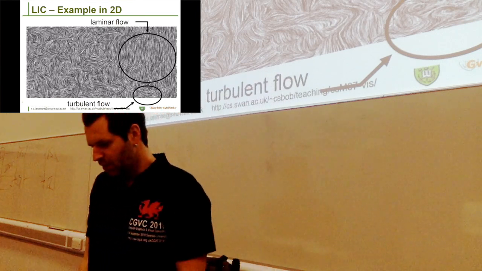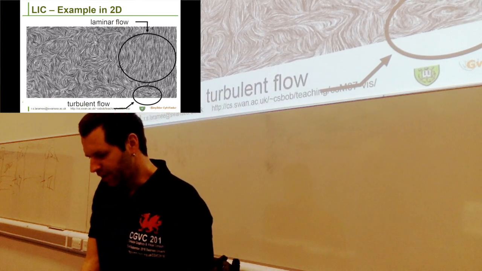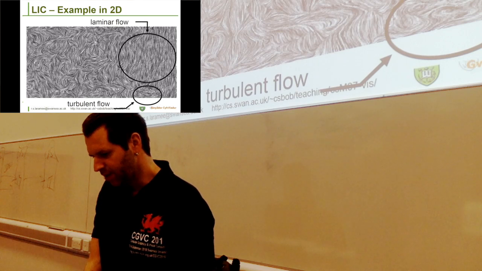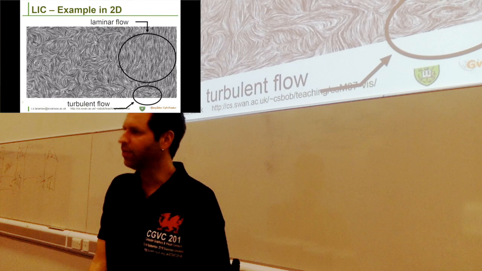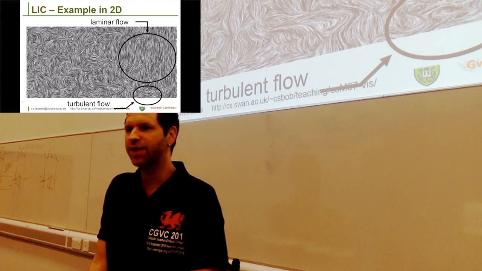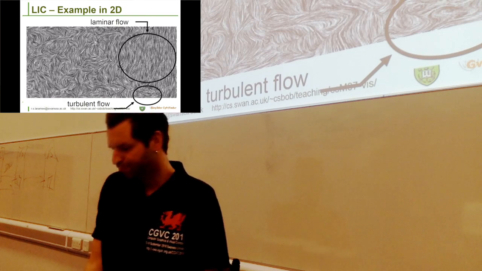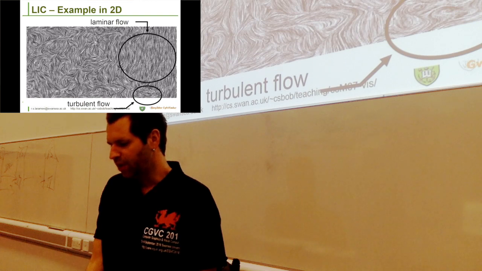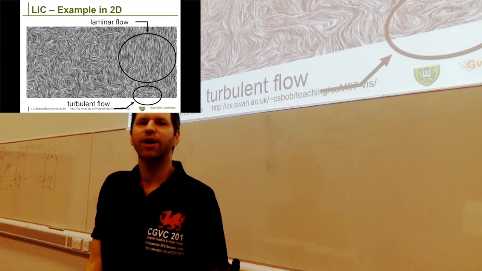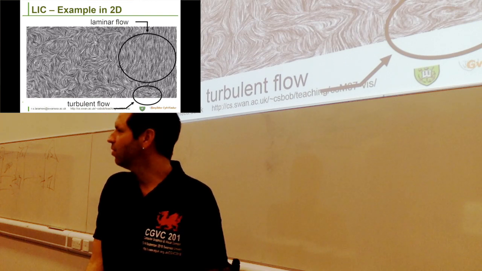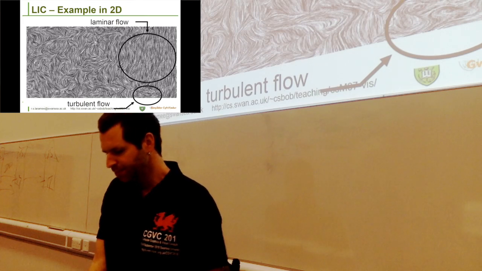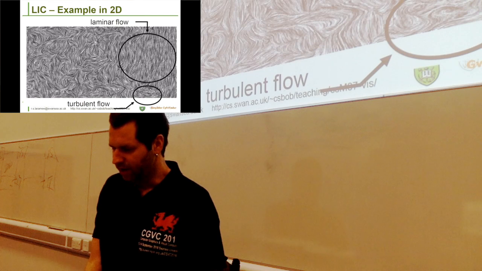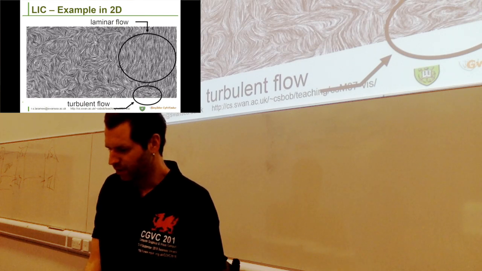And you can see some of the nice properties. The entire vector field is covered. There are no holes. It's a dense representation of the flow. But you can't see the upstream and downstream direction in this static image. You can see some aliasing artifacts if you look very, very closely.